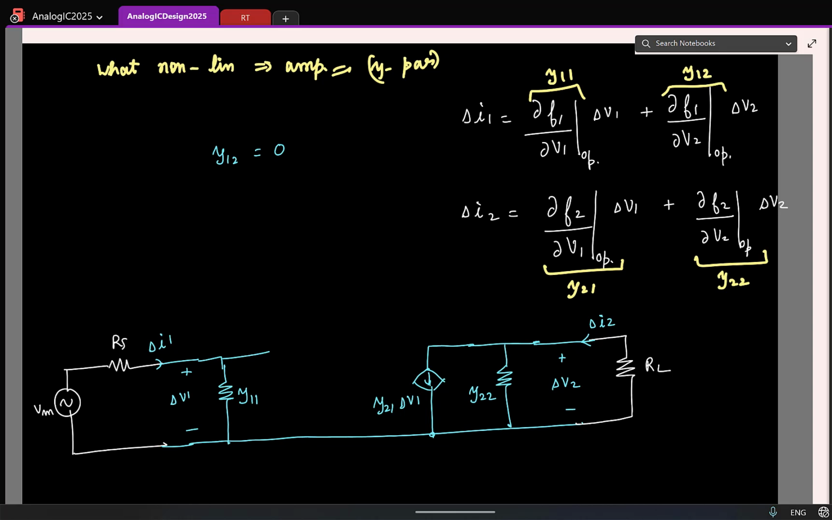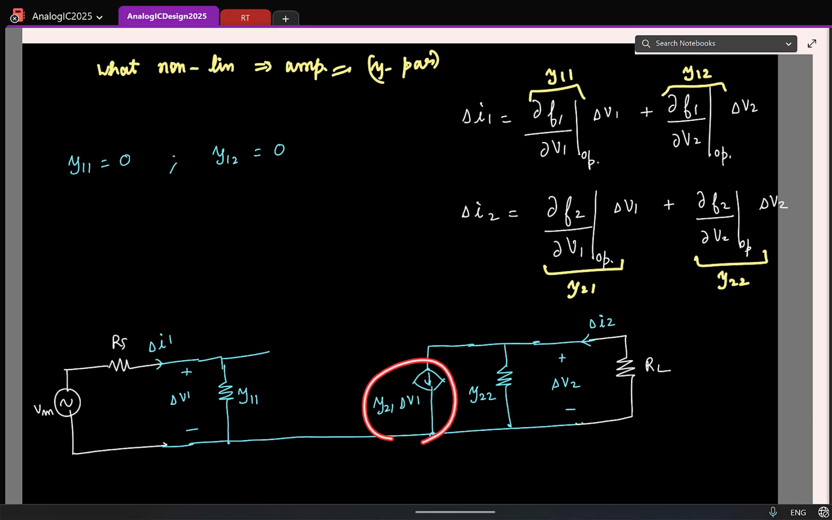So for a good amplifier, if you want to have a large gain, how should the resistance value be? It should be high. Ideally, if resistance is infinity, this is the conductance. What should that be? Remember, Y11 is a conductance, 1 by resistance.